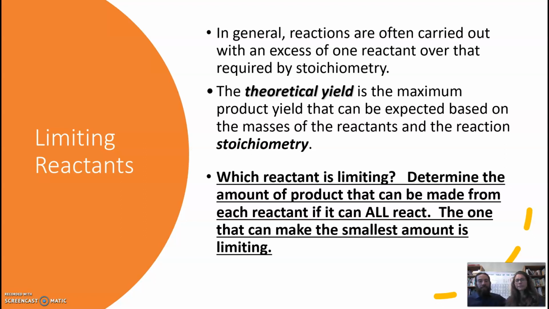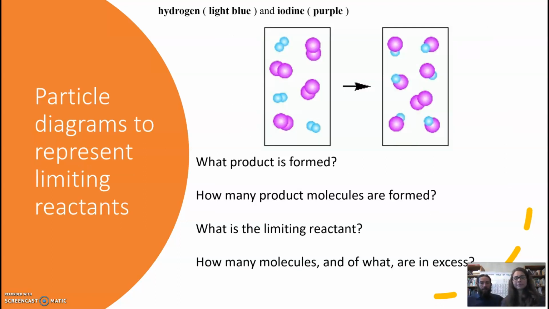So what we end up doing is we look at both reactants. There could be more than 2, and we have to see how much product we can make. The one that makes the least amount of product is the one that runs out first. And let's take a look at an actual problem. Okay. This will make a little more sense.